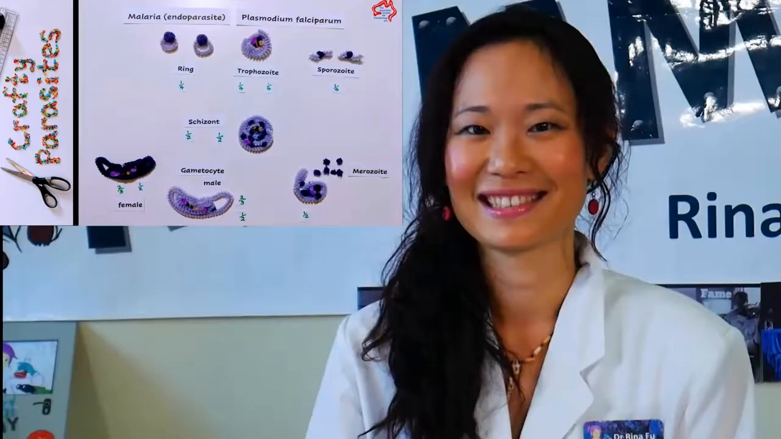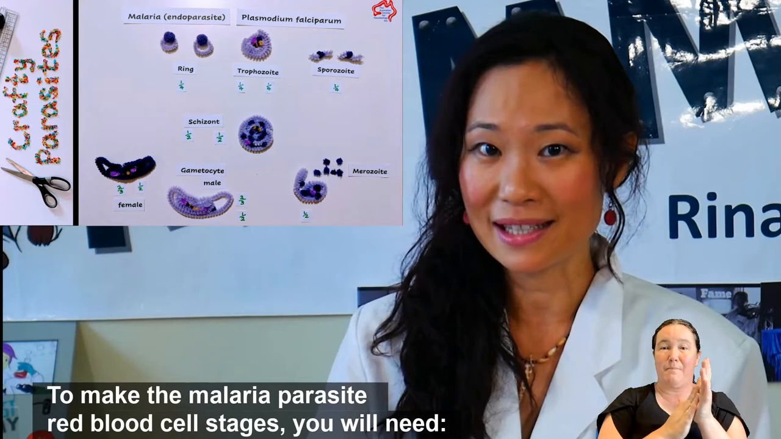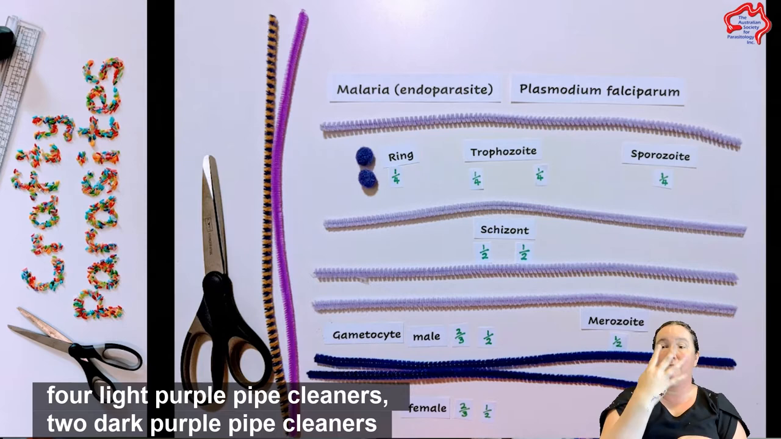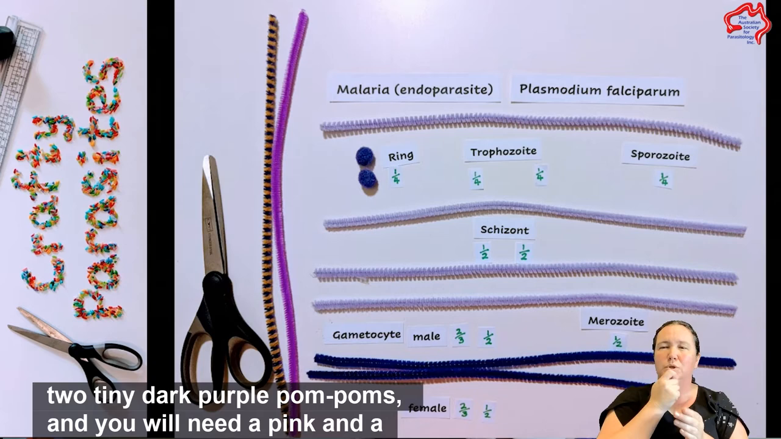To make the malaria parasite red blood cell stages, you will need 4 light purple pipe cleaners, 2 dark purple pipe cleaners, 2 tiny dark purple pompons, and you will need a pink and a yellow or brown pipe cleaner that we will cut up for tiny pieces.